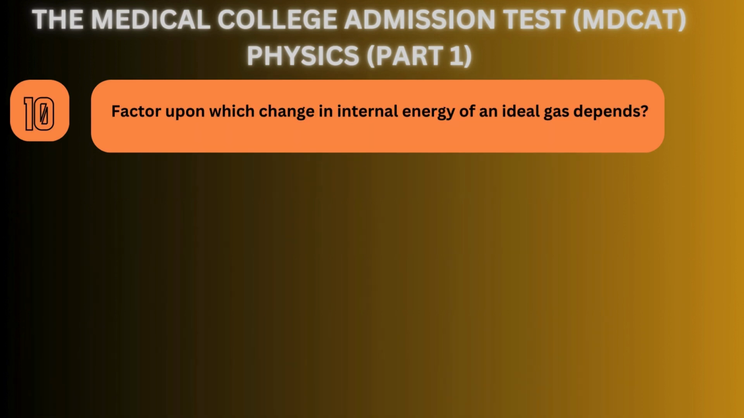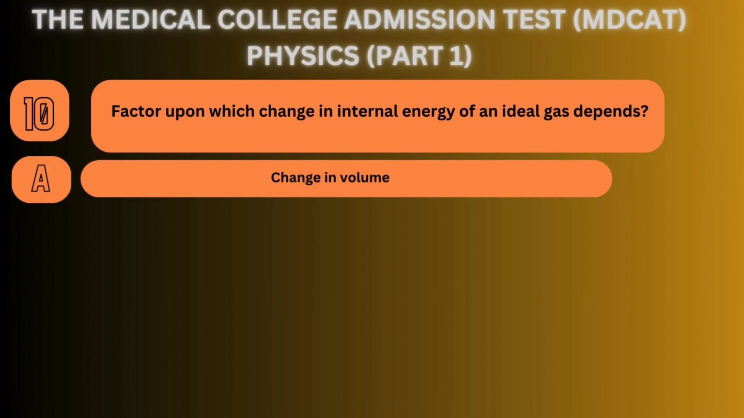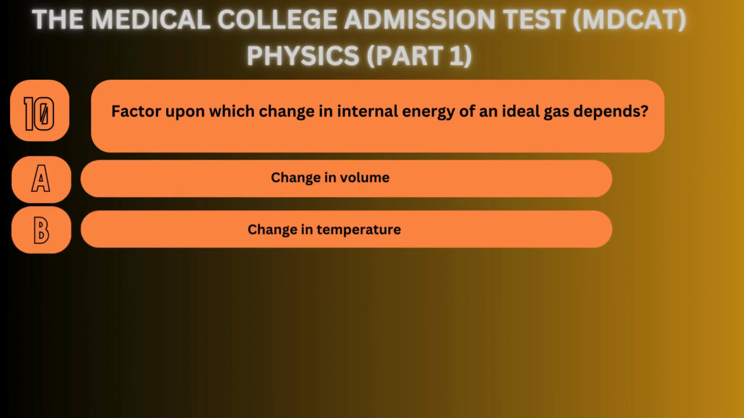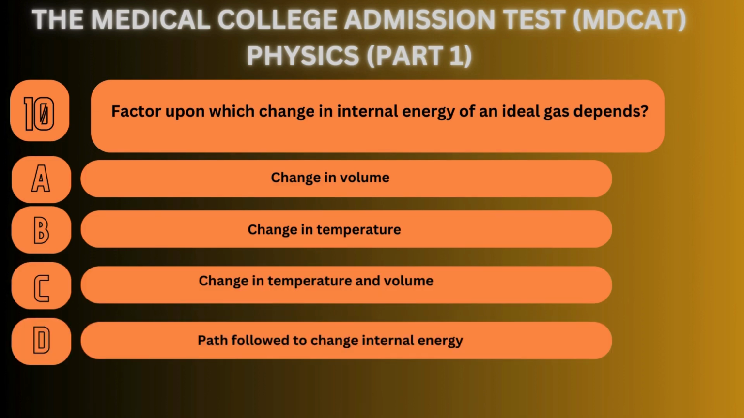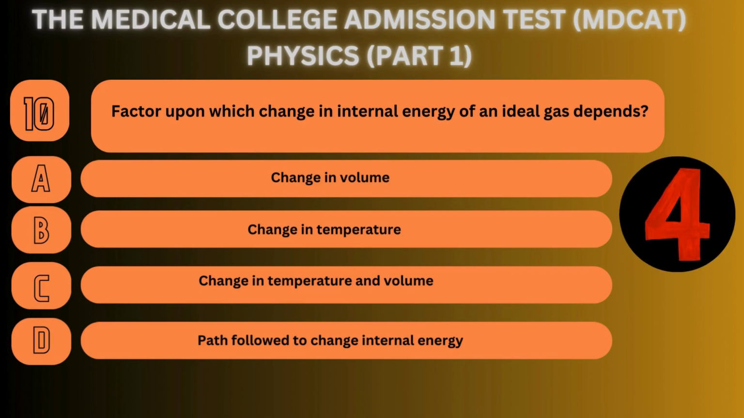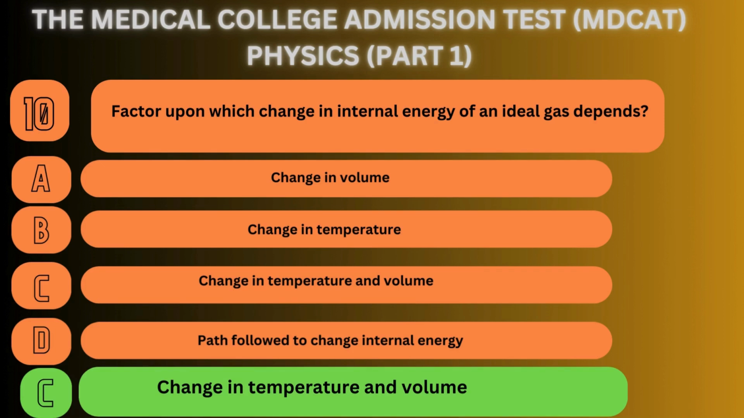Question number 10. Factor upon which change in internal energy of an ideal gas depends? Option A, change in volume. Option B, change in temperature. Option C, change in temperature and volume. Option D, path followed to change internal energy. 5, 4, 3, 2, 1. Correct answer is C, change in temperature and volume.